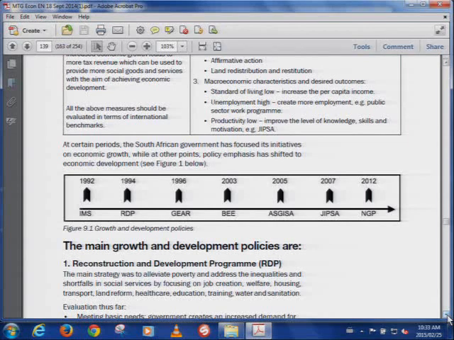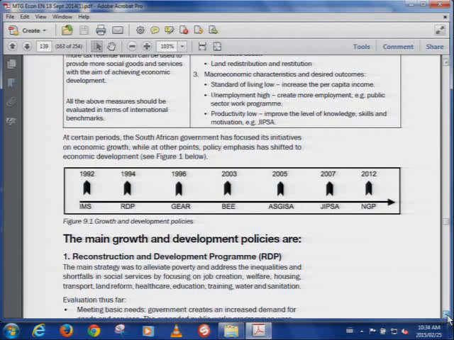Then in 2005, we had another one known as GISA. In 2007, there was GIPSA. And in 2012, there was the NGP, the National Growth Path. And now, the latest one, we have the NDP, the National Development Plan. Let's quickly go through them.